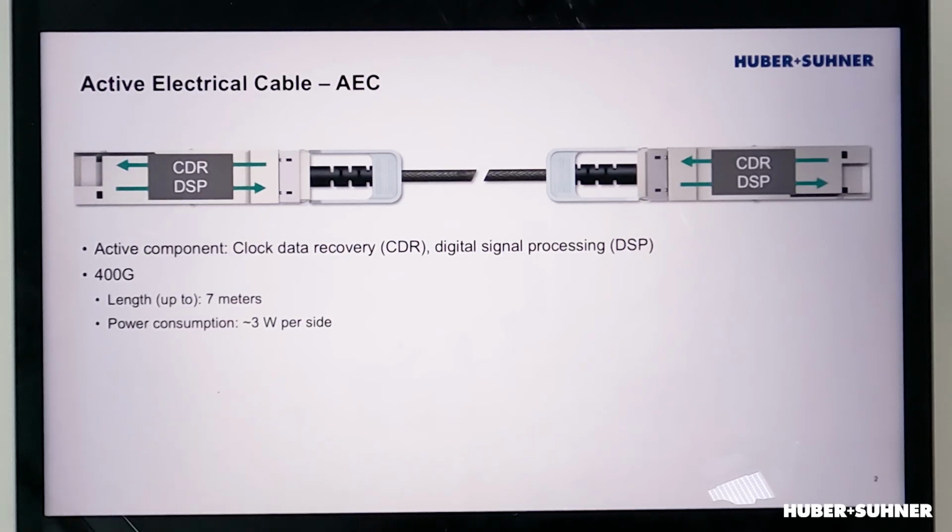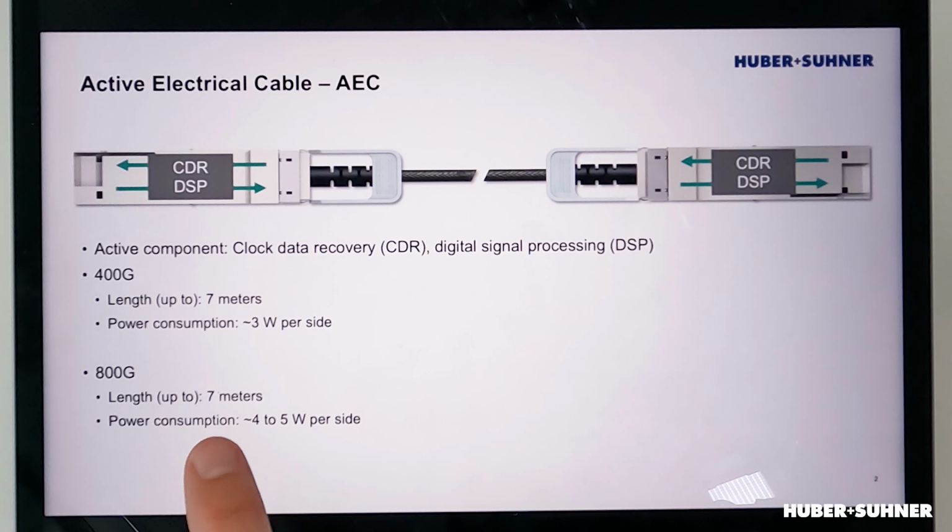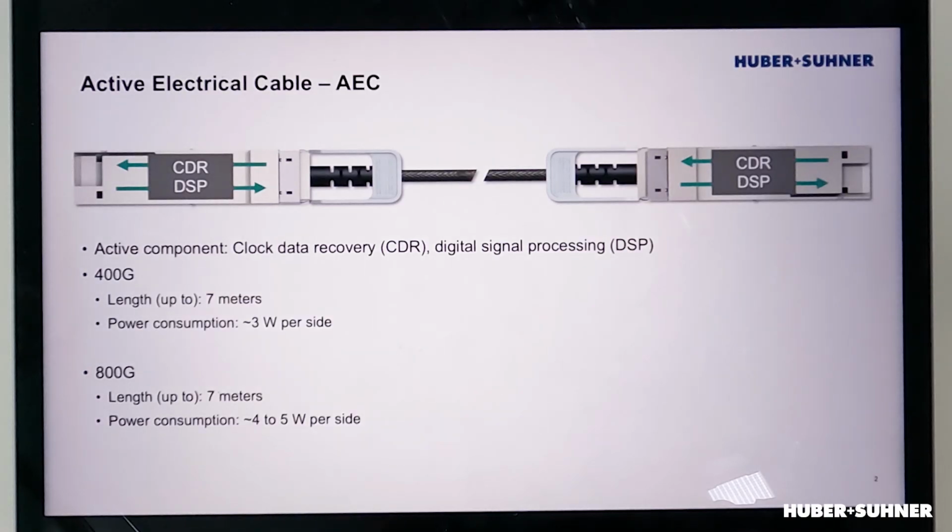And the power consumption, well, that has actually gone quite up. So now we're talking about roughly 3 watts, and that is also the case for the cost, but we're still not talking about the cost of an AOC. But if we now go higher in the data rate, so we go up to 800 gig, well then you will see that the length still is at 7 meters, so we can still achieve that distance, but because we're talking about digital signal processing, we're actually talking about a power consumption of 4 to 5 watts per side.